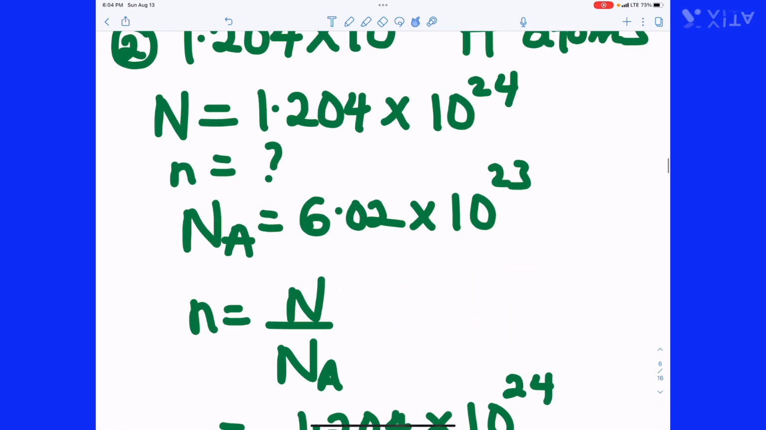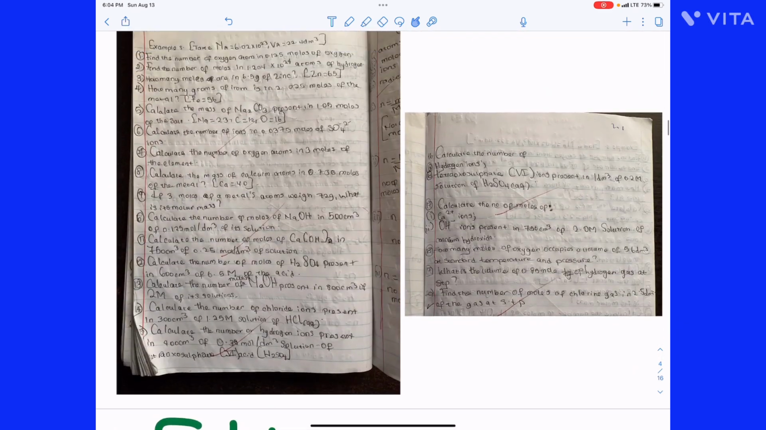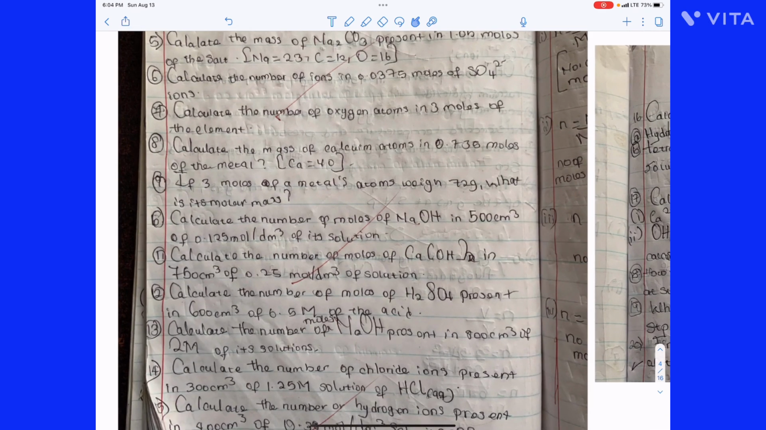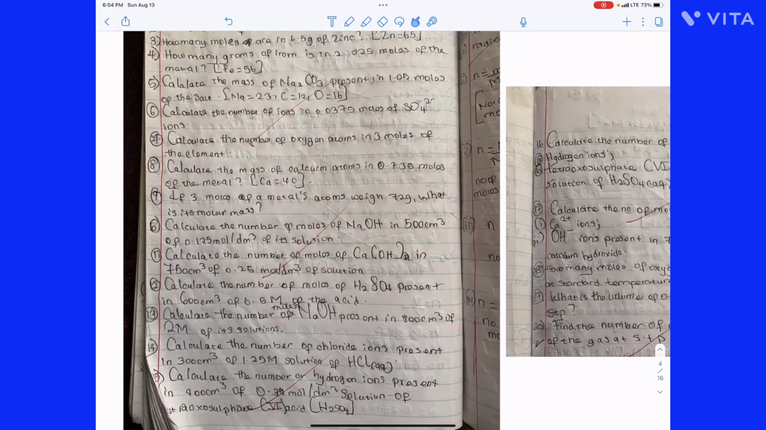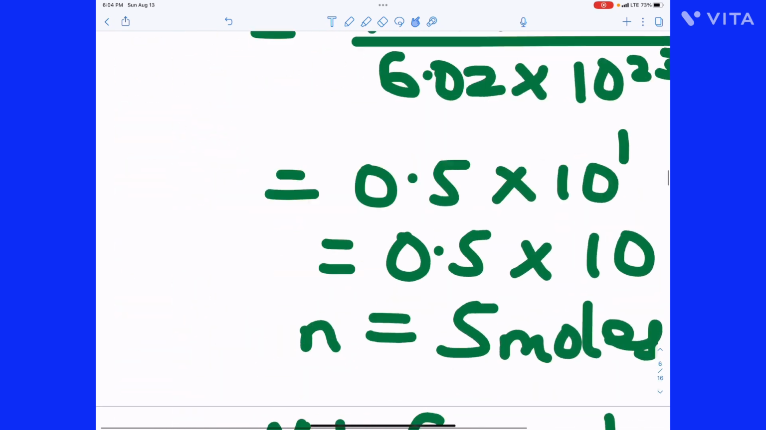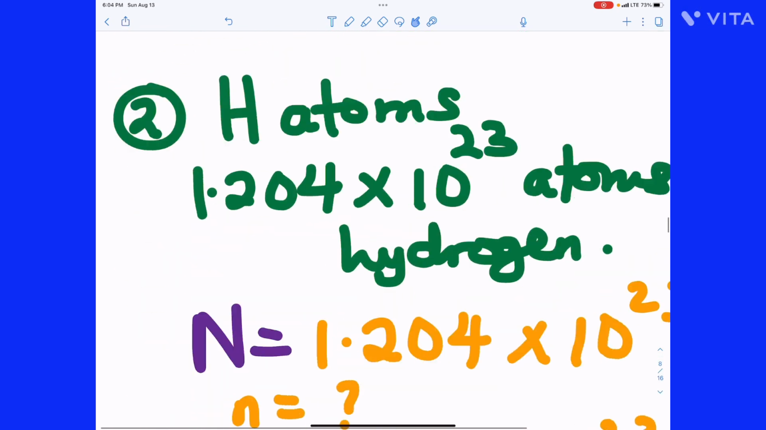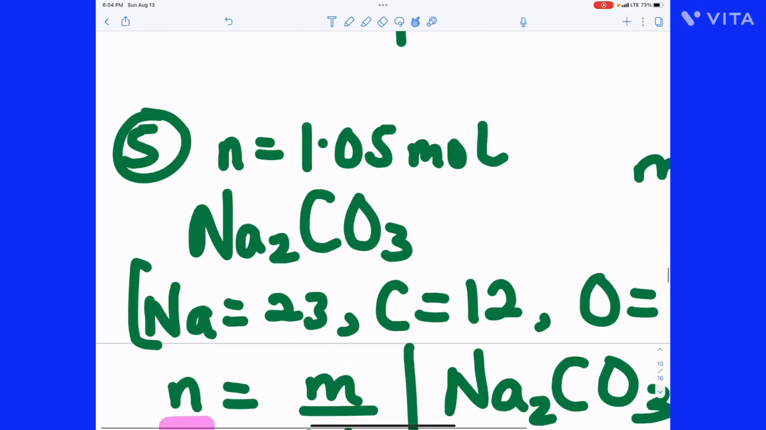Let's take question 10. Question 10 now. It says, calculate the number of moles of sodium hydroxide in 500 cm cube of 0.125 moles per dm cube of its solution. So this one is about concentration and volume.